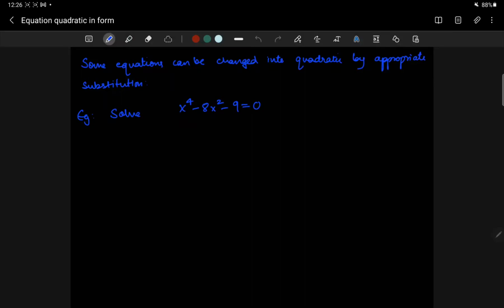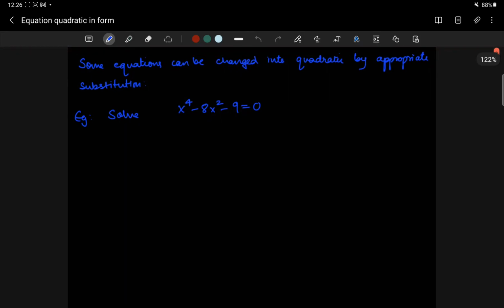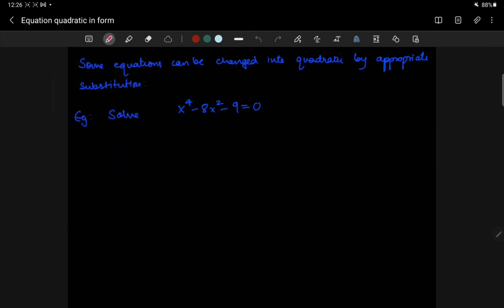Hi everyone. Now that we have learned about quadratic equations and how to solve them, one of the topics for this week is going to be equations quadratic in form. What it means for an equation to be quadratic in form is that these are equations that can be changed to look like a quadratic by making some substitution. Most of this video is going to be a bunch of examples to develop your intuition about what kind of substitutions can be used.